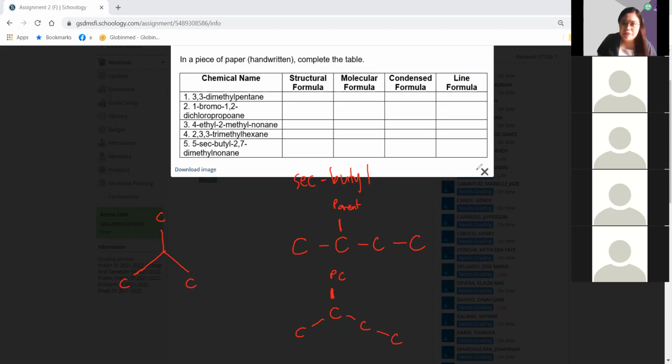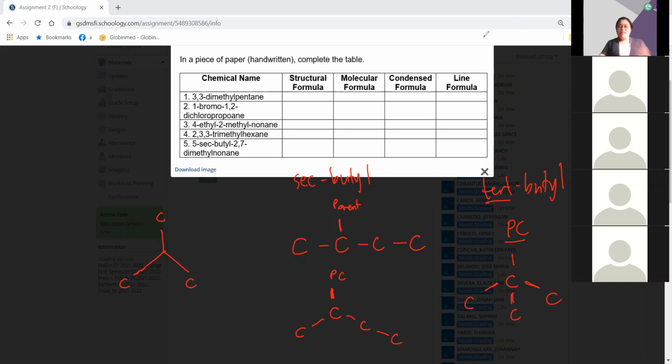Okay? For the tert-butyl, wala ring problema for the tert-butyl. If this is the parent chain here, the connection is on the center na carbon. So, you have one carbon here, another carbon, and another carbon. This is still a tert-butyl. Okay? The tert-butyl, tert means the carbon connected to the parent chain is connected to 3 more carbons. So kung ganyan mo siya sinulat, walang problema. Kasi tert-butyl pa rin yan. Parang isopropyl. Okay? I have no problem with that.